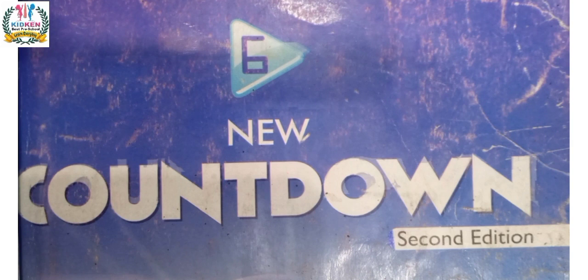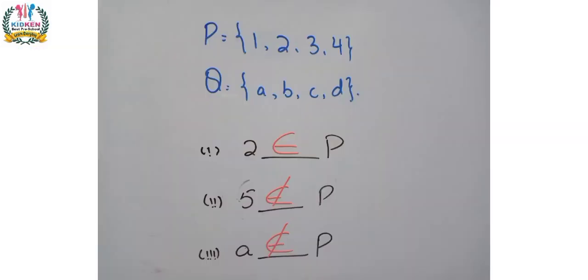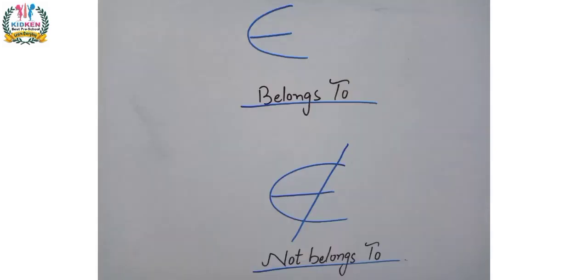So let's start our question. You have been given the values of P and Q. P has values 1, 2, 3 and 4, and Q has values A, B, C and D. With the help of these values, you can fill in the blanks with the belongs to and not belongs to signs. So here is the belongs to sign, and the next sign is not belongs to. The not belongs to sign contains a straight line, like a cut mark, which indicates not belongs to.